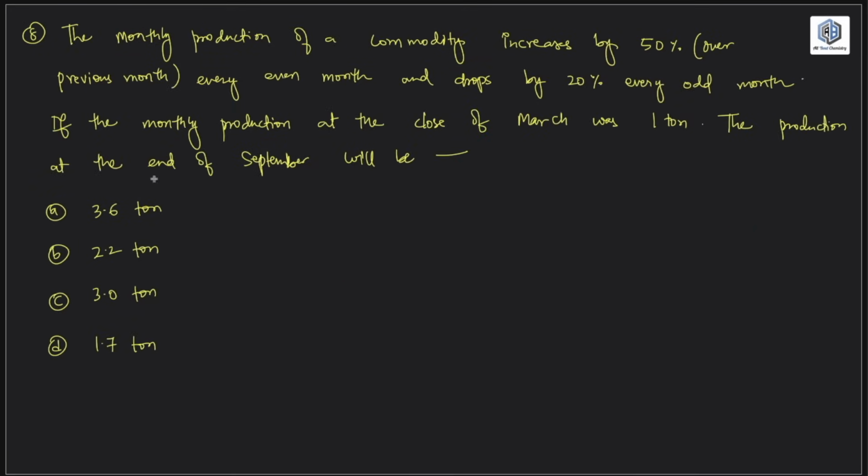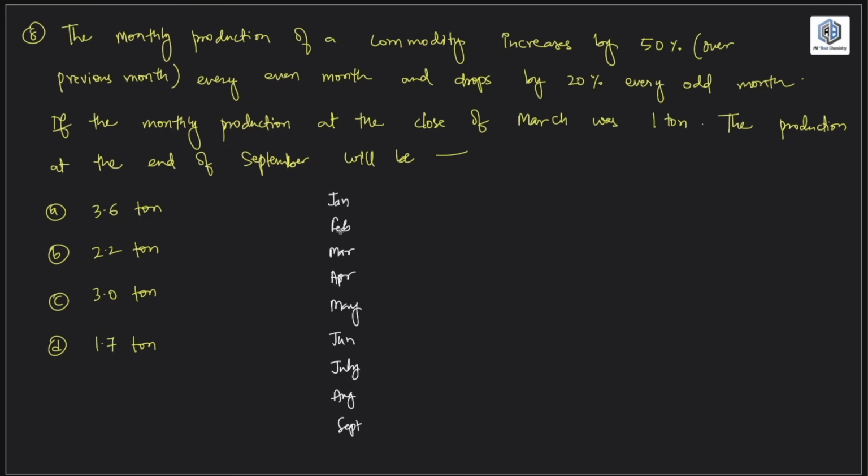Alright, let's take this question. It says that the monthly production of a commodity increases by 50% over the previous month every even month and drops by 20% every odd month. If the monthly production at the close of March was 1 ton, the production at the end of September will be how much? Let me write down the months: January, February, March, April, May, June, July, August, September. I just need till September.